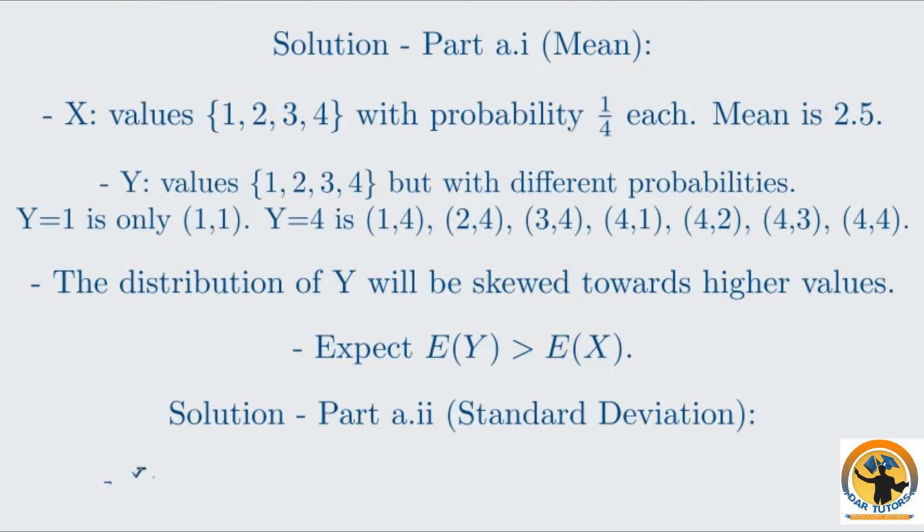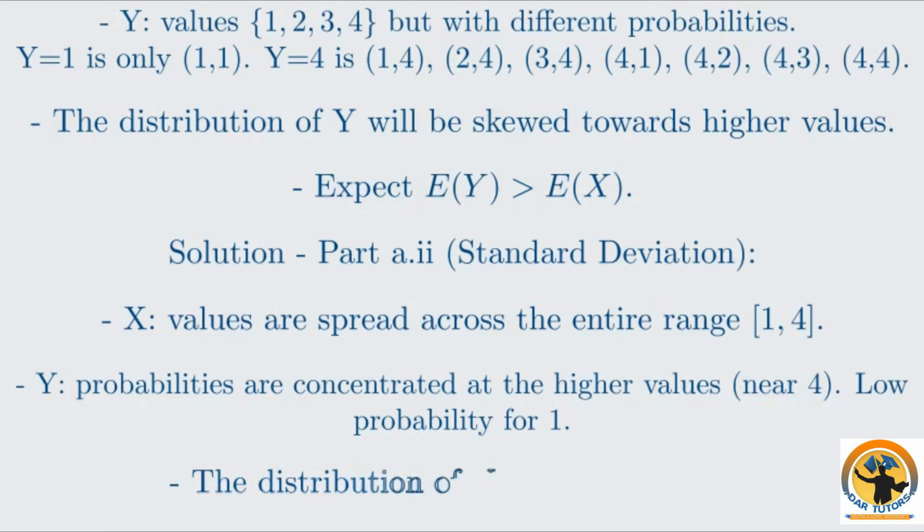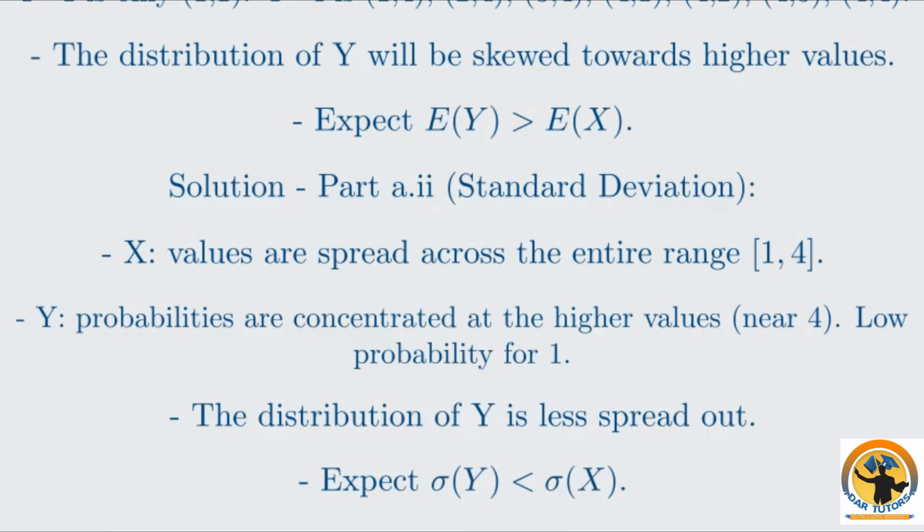Now for the standard deviation. The standard deviation measures spread. For x, the outcomes are spread from 1 to 4. For y, the outcomes are less spread. The probability of getting a 1 is very small, and the probability of getting a 4 is high. The other values, 2 and 3, are still possible, but their probabilities are less than for x. This means the values for y are more concentrated around the upper end of the range and less spread out overall.